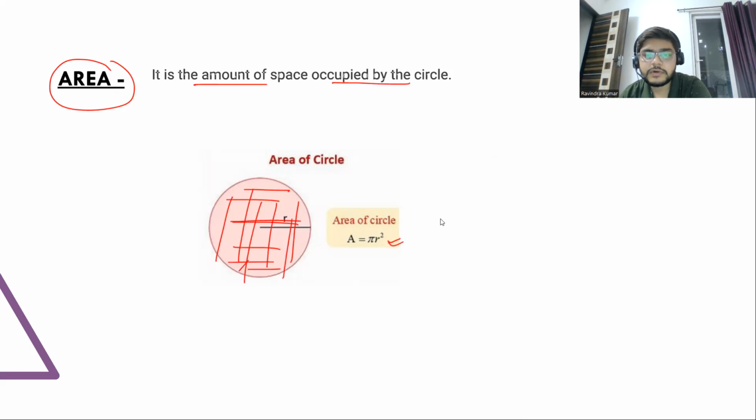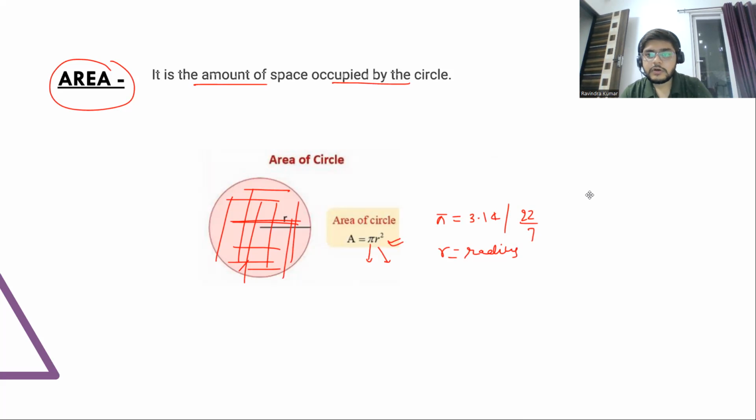You already know what pi means. Pi is a constant whose value is 3.14 or 22 divided by 7, and r is the radius here. So what we have to do is just put the value of pi and the value of r, and we will get the area of the circle easily, right?